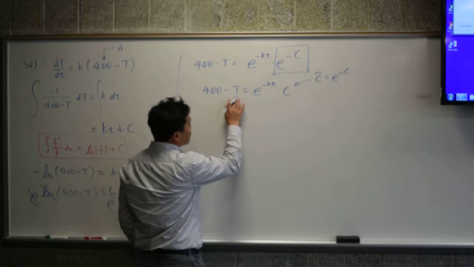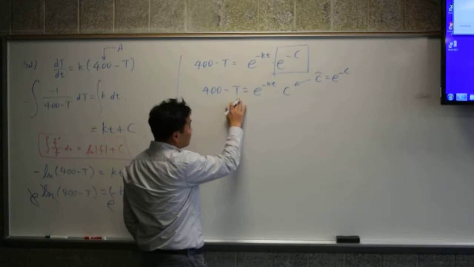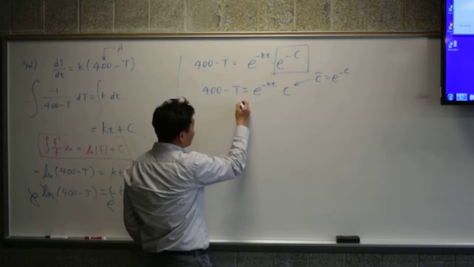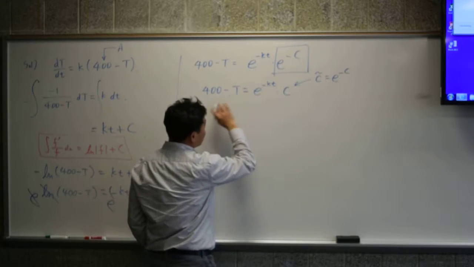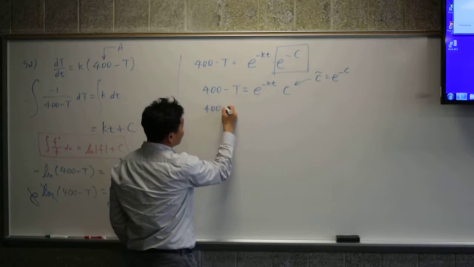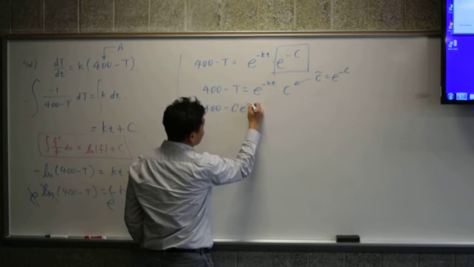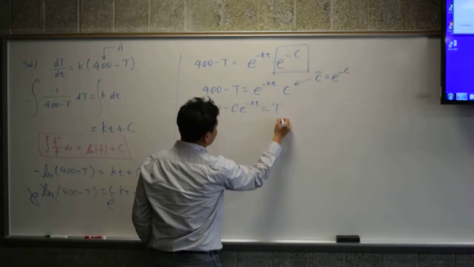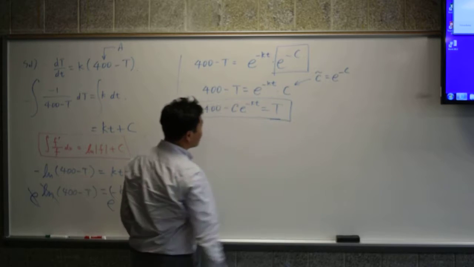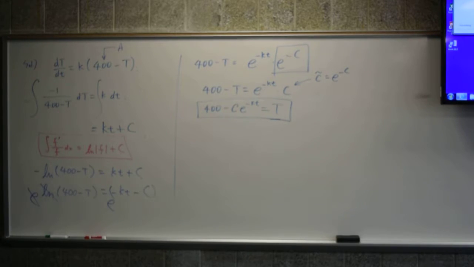We still haven't isolated T by itself, so to isolate it, I should move the t to the other side and move this to the other side. So 400 minus C times e to the negative kt equals T. So I have the solution, the temperature at each time T.